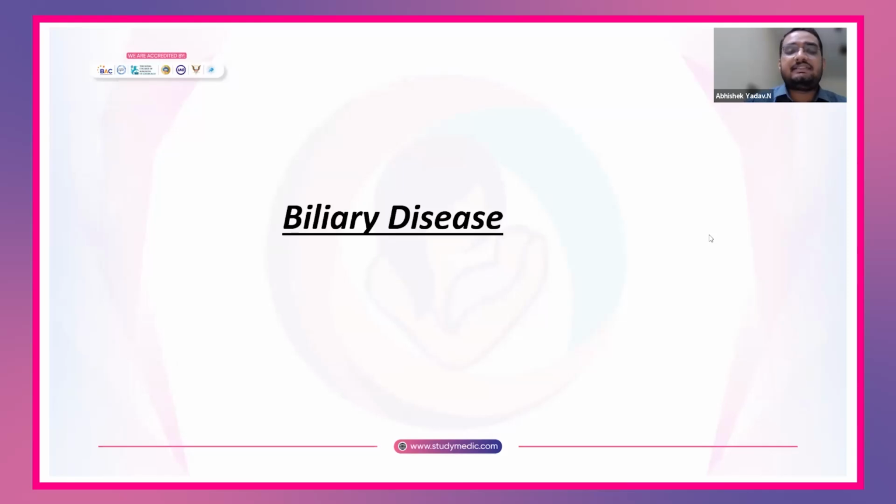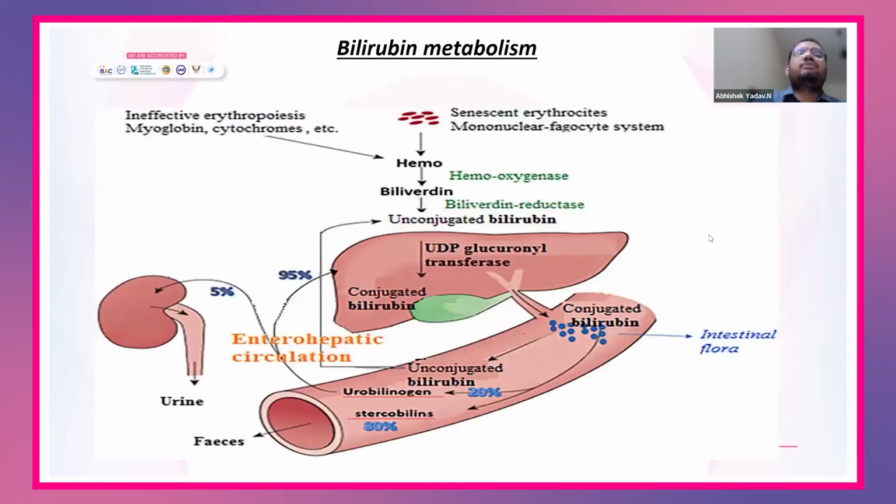Coming to the biliary diseases, before jumping into one biliary disease, let's understand a few points about bilirubin metabolism. From the senescent RBCs, from the spleen, once the hemoglobin is released from an RBC, the heme undergoes metabolism by the action of heme oxygenase to form biliverdin. Biliverdin, by the action of biliverdin reductase, forms unconjugated bilirubin.